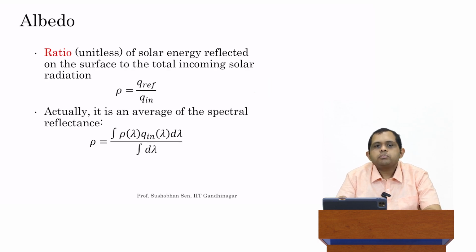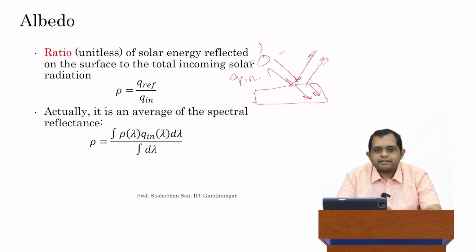Before I define albedo, let me just run a quick thought experiment. Suppose I've got a rigid pavement. I've got the sun over here. The sun is going to beat down on the rigid pavement. So some amount of solar radiation is going to fall on the rigid pavement. Let's call that Q in. As I already said, part of that solar radiation is going to be absorbed or transmitted through the rigid pavement, but part of it is also going to be reflected.